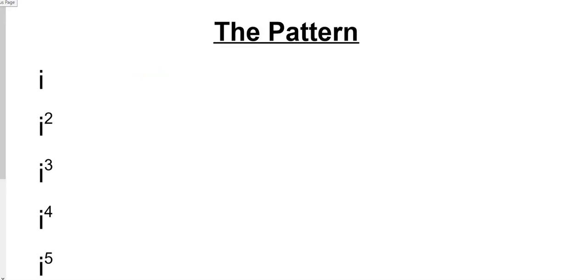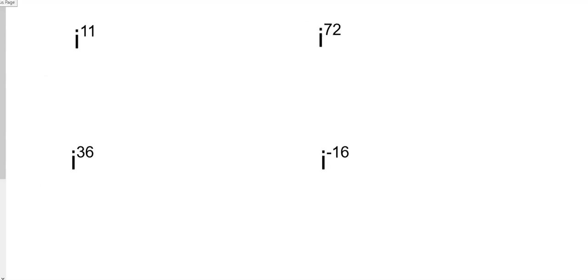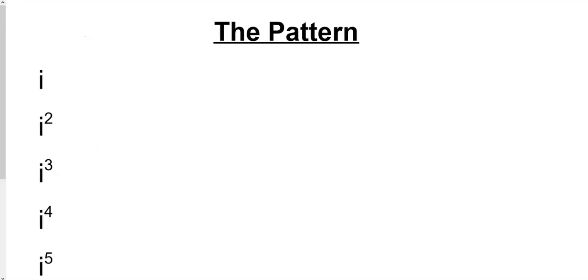So first, let's talk about a pattern, because there's going to be questions where they're going to want to know what this simplifies down to. What happens when I have i to a power? I need to know what it simplifies down to, and that's what this pattern is going to show us. Okay? So there's some things I want you to see first.